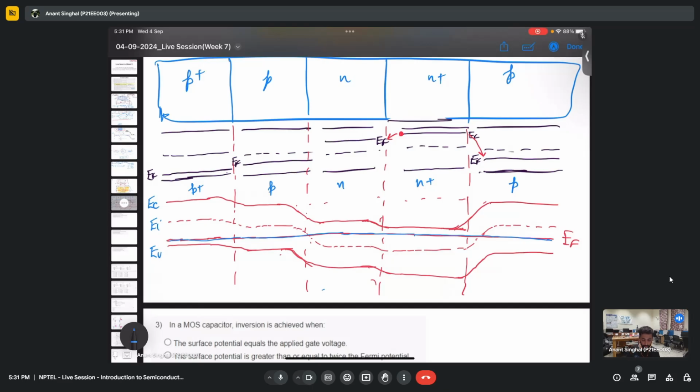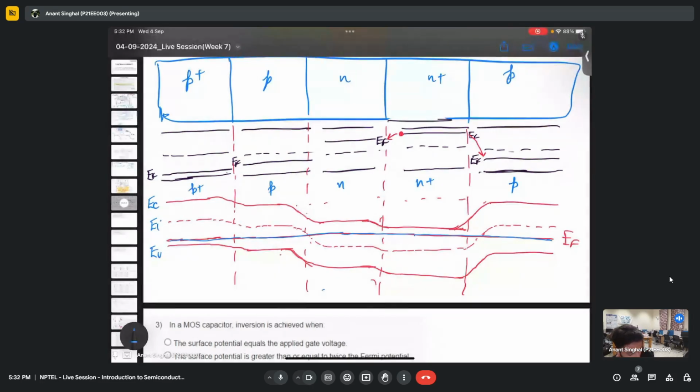Does it make sense to everybody? Is there any doubt in this? Anyone else? Is there any doubt? Okay, so I hope now you are all able to make these band diagrams and you are able to understand the flow of electrons and holes through these junctions.